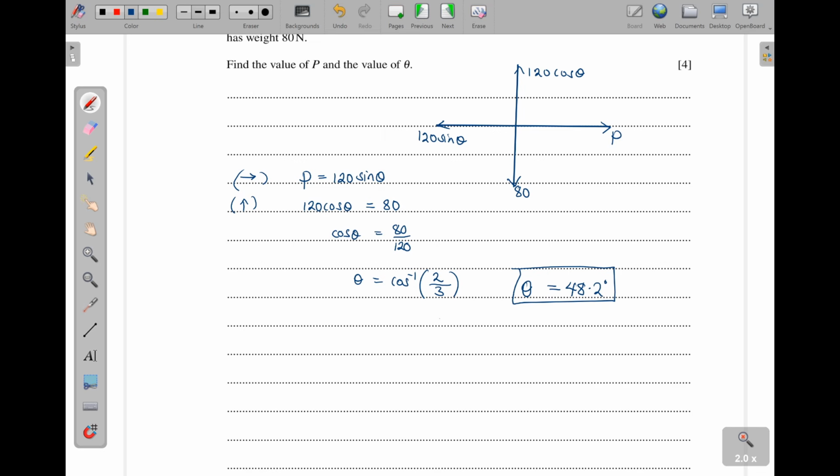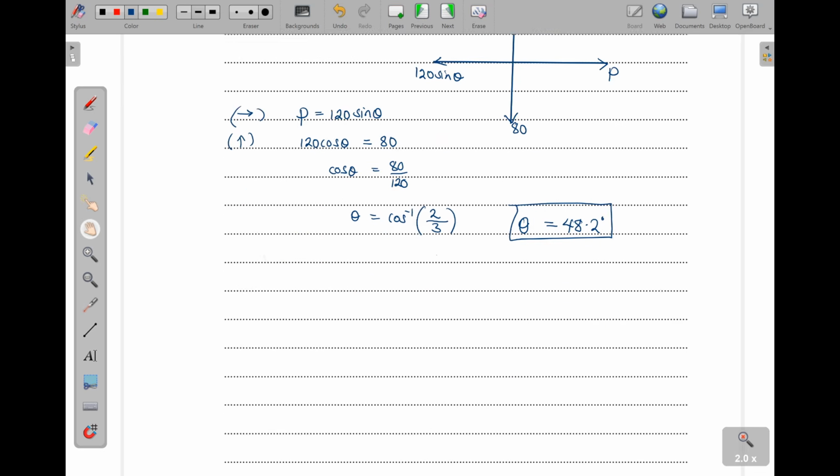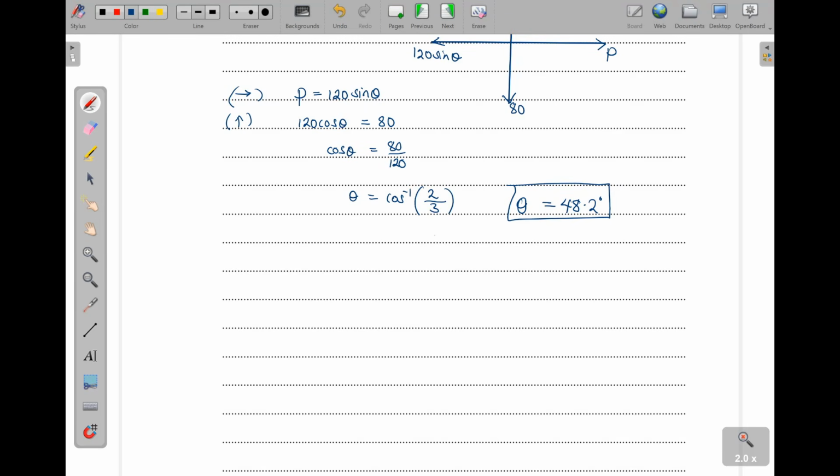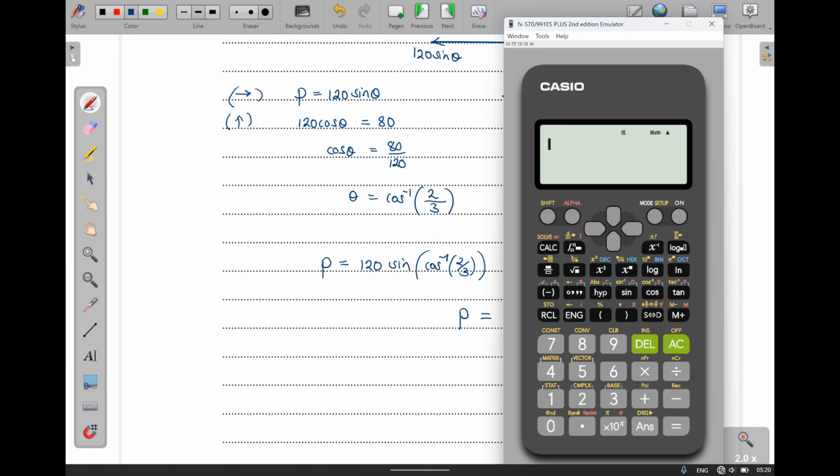Then for P, I'm going to substitute in the first one. So P is equal to 120 sine of that theta, and theta is the arc cos of 2 over 3, right? And then what will be our P here? So I'll have 120 sine of the arc cos of 2 over 3.